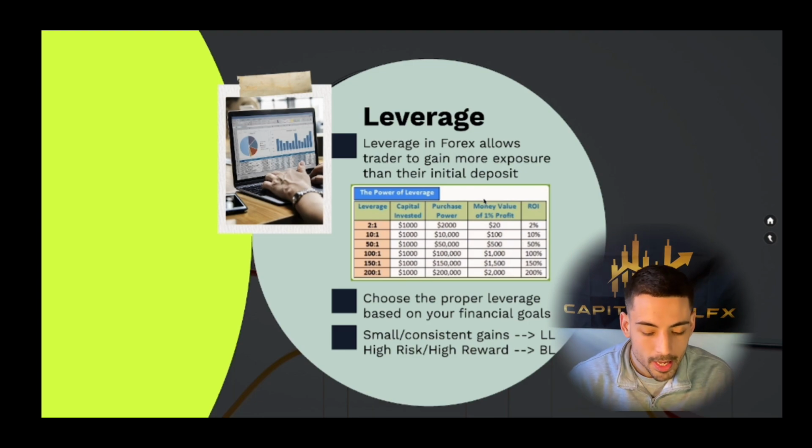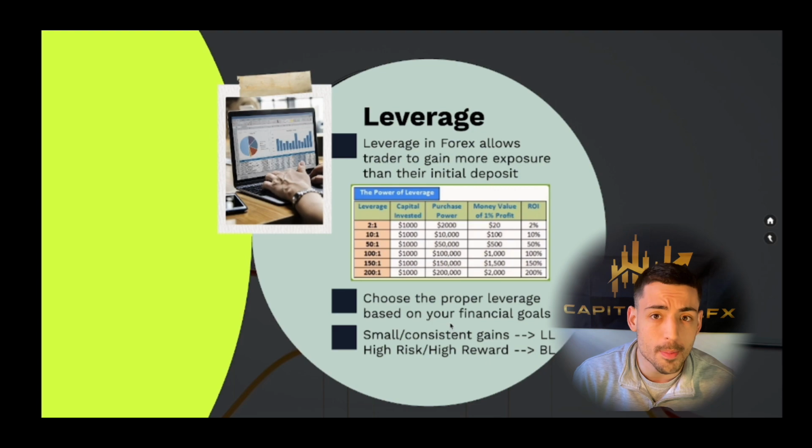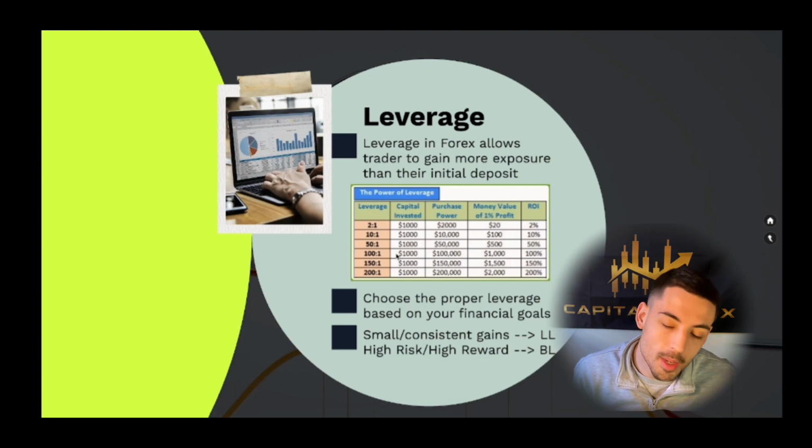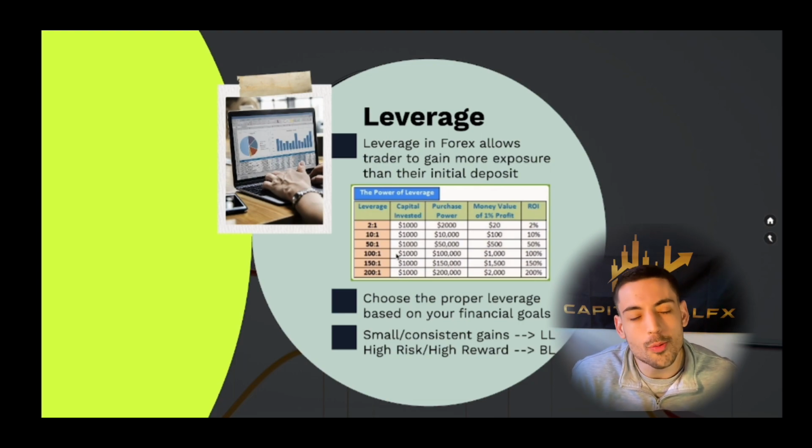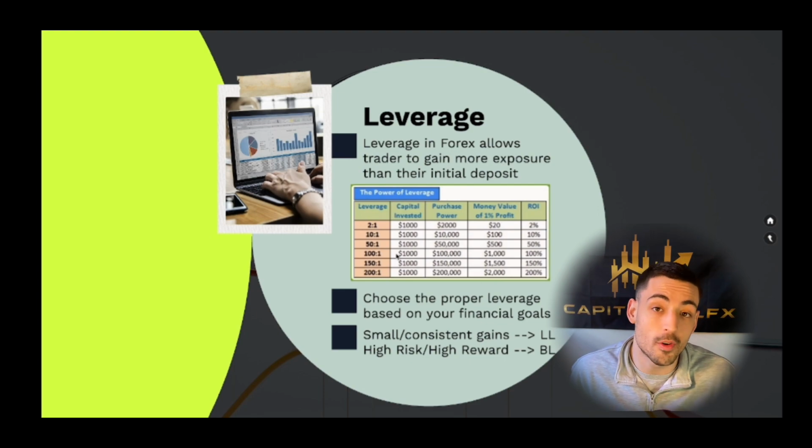So if you're looking for small, consistent wins and you're only risking 1 to 3% of your account balance, then you don't need much leverage. You only need 10 to 1, maybe 50 to 1 leverage to be able to get through your journey. And that's why regulated brokers are so great, because they only provide 50 to 1 or 25 to 1 leverage. But that's all you need if you're trying to trade small, consistent gains, because you're not risking much of your account balance. So you don't need much leverage.